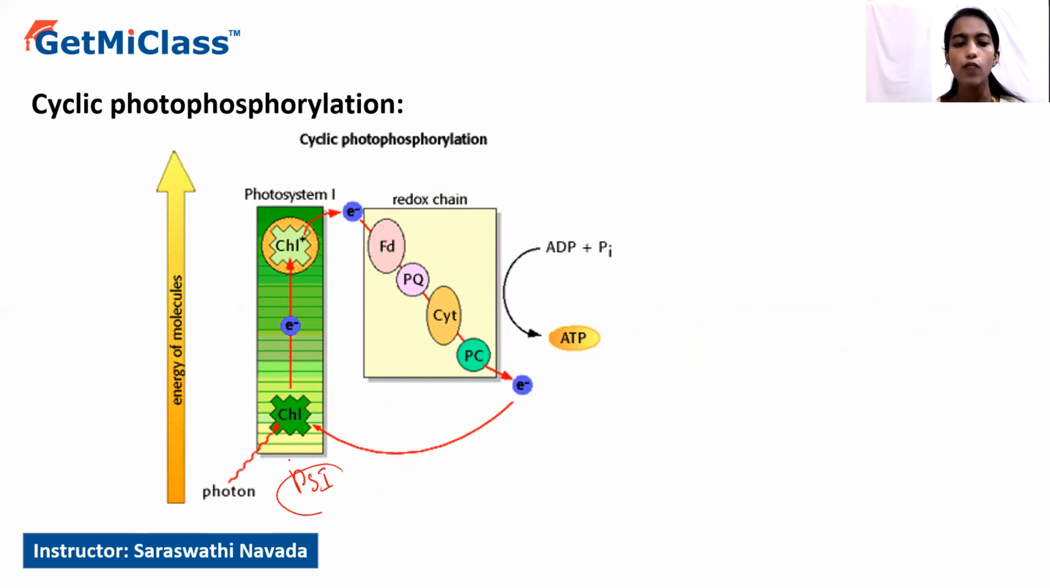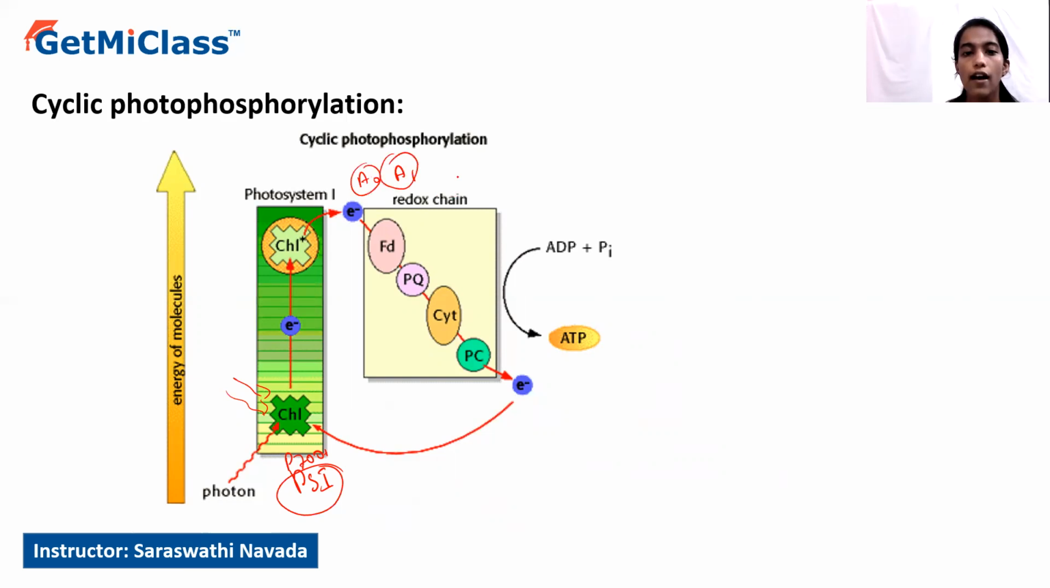That is, the reaction center will be P700. So here what happens? In case of photosystem 1, when the light energy falls on photosystem 1 in cyclic photophosphorylation, the electron present in the reaction center gets excited. The excited electron will be accepted by the A0, A1 complex. These are the modified chlorophyll molecules.